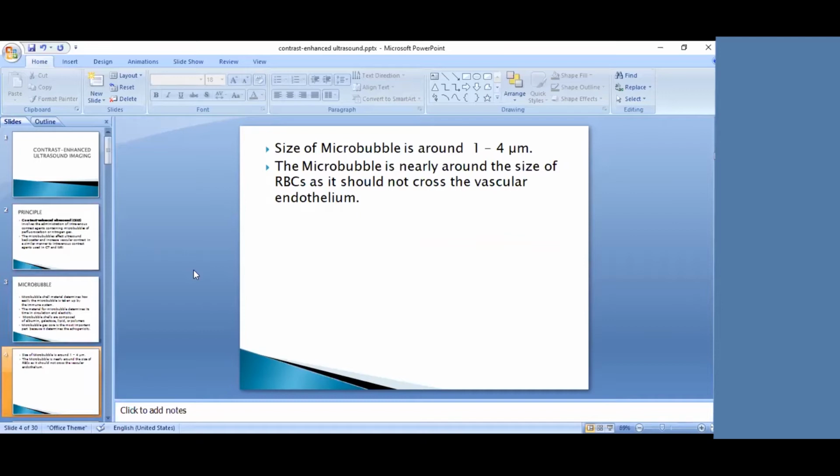The size of a microbubble is around 1 to 4 micrometers, so it is very small. The microbubble is nearly the size of an RBC, so that it does not cross the vascular endothelium. It is small in size, like the size of our red blood cell. Okay, it is designed to be this size so it will not cross the vascular endothelium.